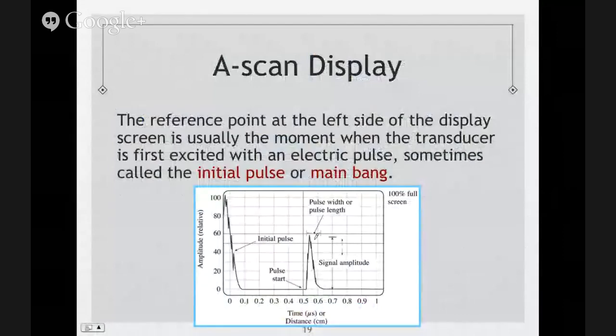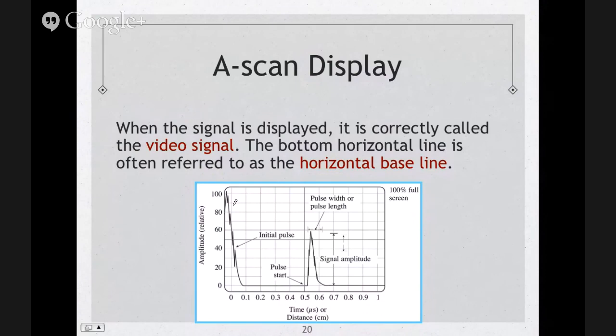And so your signal amplitude would be from here to here, right? Your inspection on your screen would be from here to here, right? And this is your main bang or initial pulse. When the signal is displayed, it is correctly called the video signal. The bottom horizontal line is often referred to as the horizontal time baseline, or the time base.